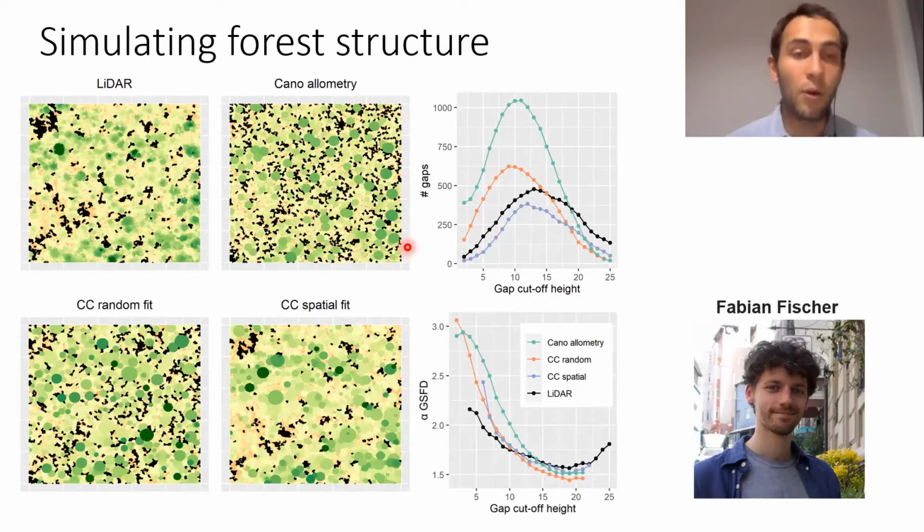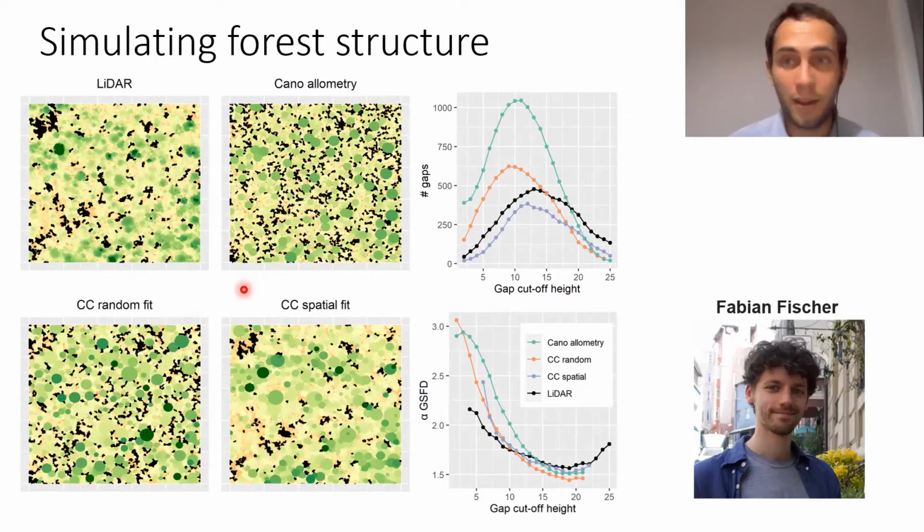And there's a very good local allometry from Cano et al., which is the name on this graph. Essentially what I've done is applied those and simulated the canopy height model and then calculated the gaps. So that's quite good. But essentially what we were finding is that there's far too many gaps at most heights in this simple model. And so we needed a better model of forest structure.